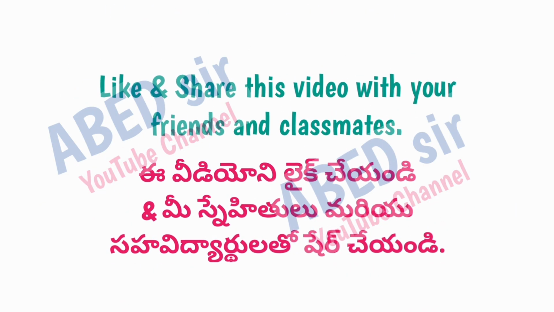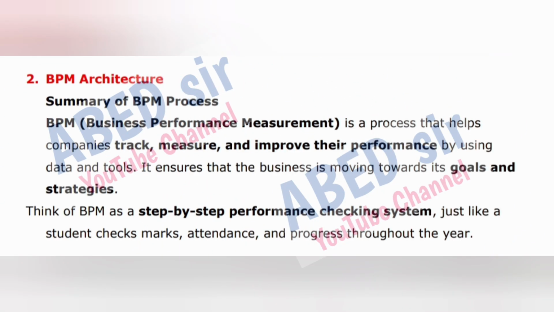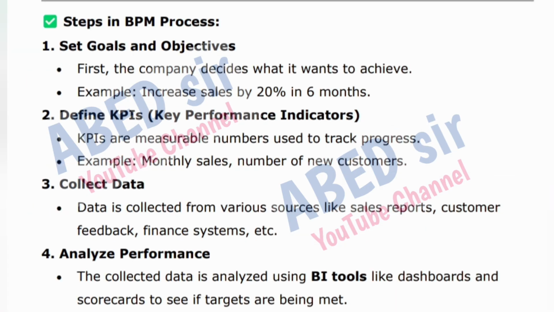Next important long question is 2. BPM architecture. Summary of BPM process. BPM, Business Performance Measurement, is a process that helps companies track, measure, and improve their performance by using data and tools. It ensures that the business is moving towards its goals and strategies. Think of BPM as a step-by-step performance checking system, just like a student checks marks, attendance, and progress throughout the year. Steps in BPM process.